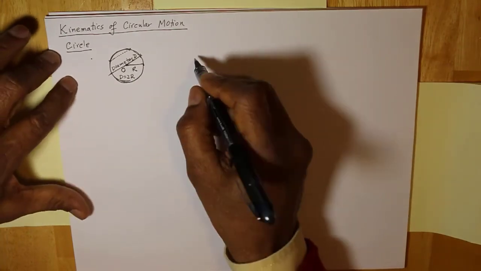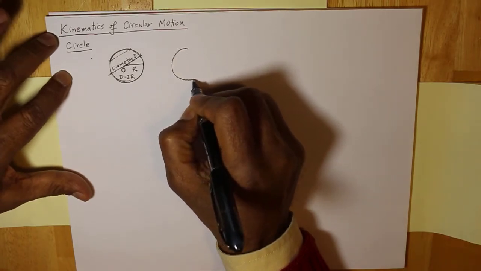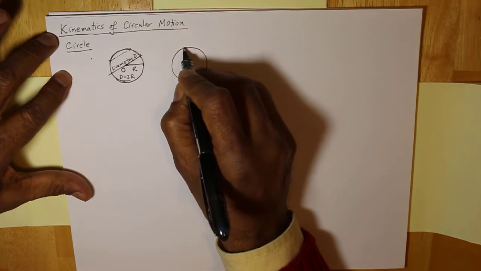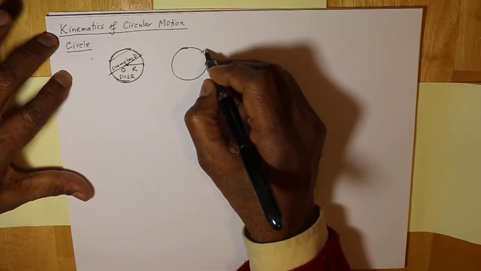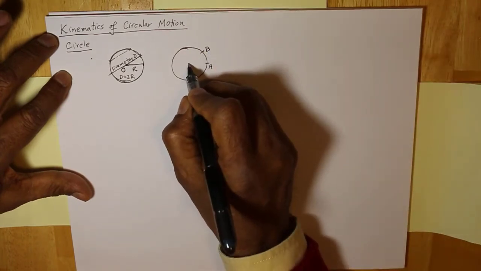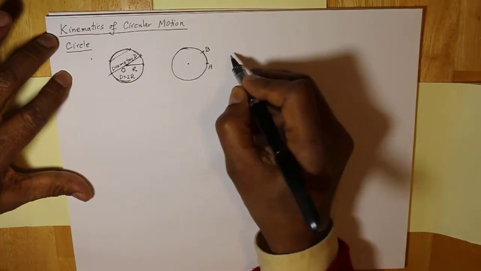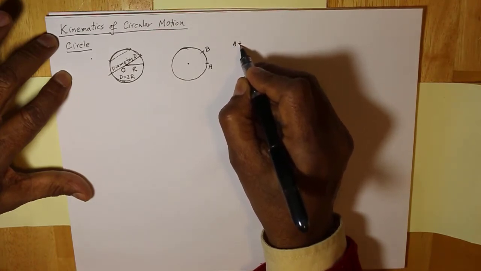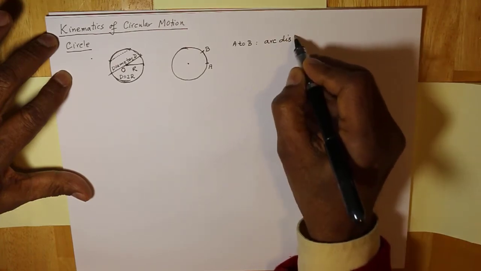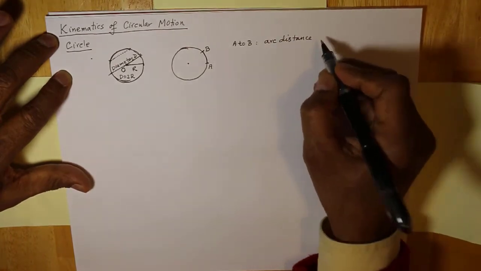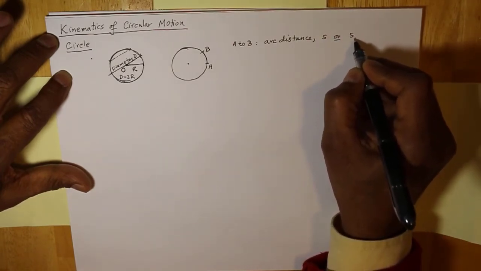Another thing about circle is how far you go in a circle, how much distance do you cover when you go from one point to another point. So say you go from, say, point A to point B, then this distance A to B is called arc distance. We will indicate this with letter S, or sometimes we're going to say S_AB.